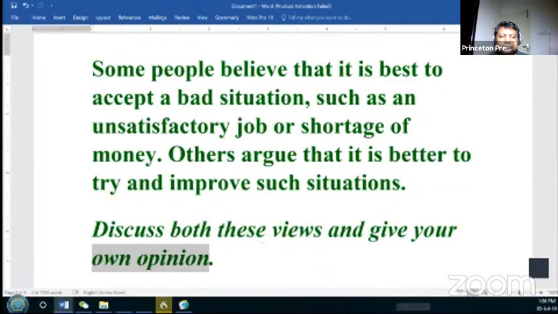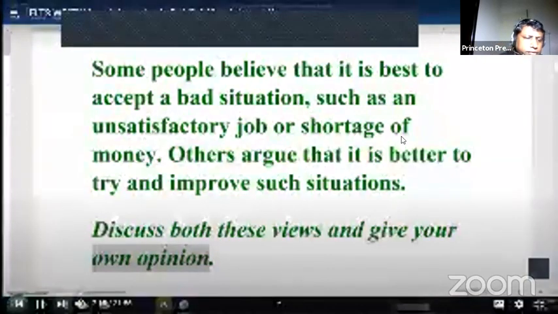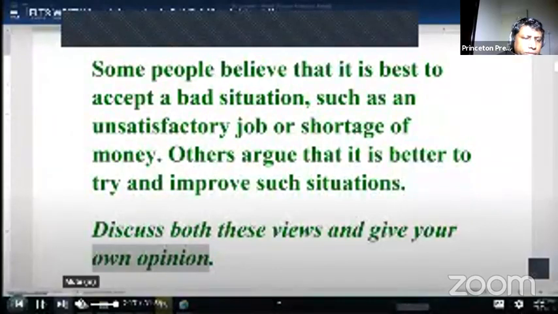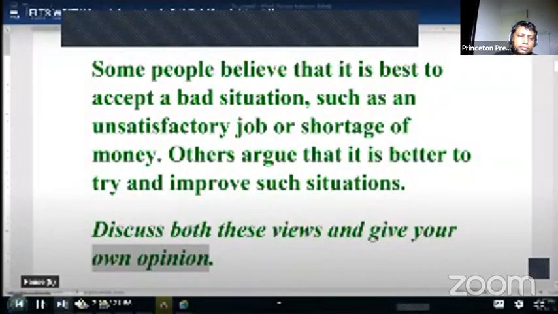There's other types of questions that only ask for your opinion. This is asking for 2 views and your opinion, and you should be very clear about what the topic is and also what you need to do with the topic, and in this case it's discuss. This is a very common one. Discuss both views and give your opinion. You must give your opinion.